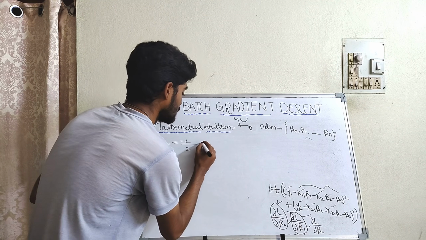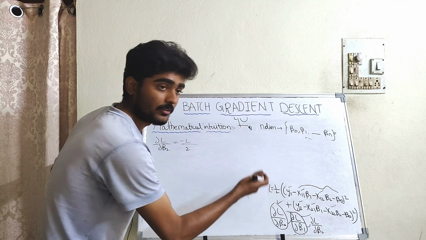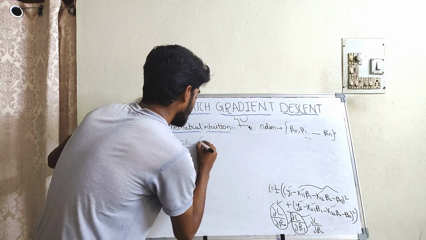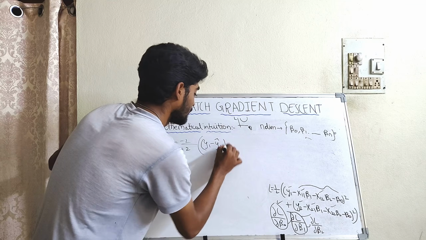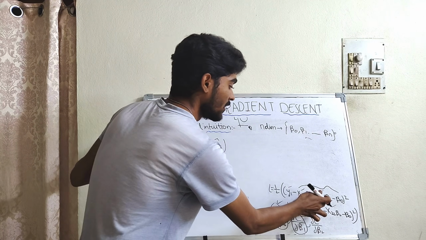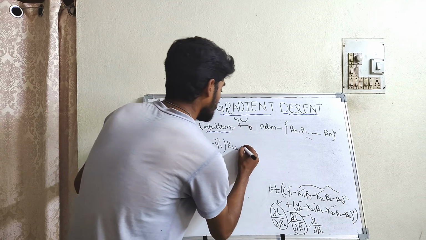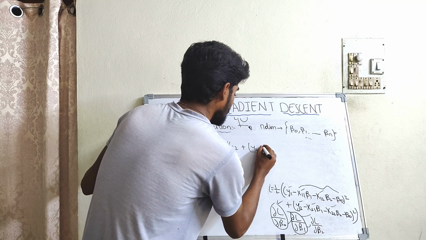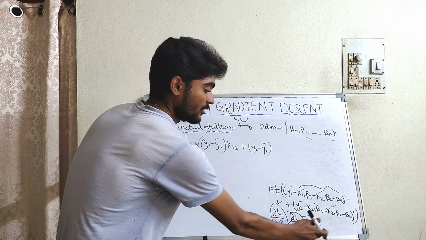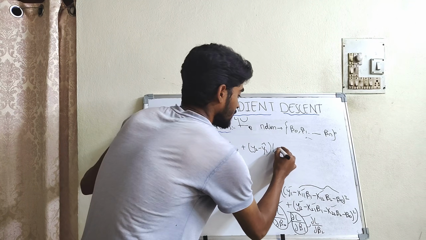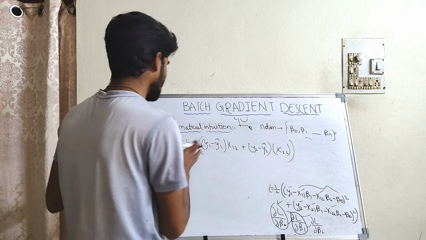Minus 2 by n, and it will be y1 minus y1 hat, y2 minus y2 hat. Differentiating with respect to beta 2, it will be x12 for the first row and x22 for the second row. Yes, this is my final differentiation equation.